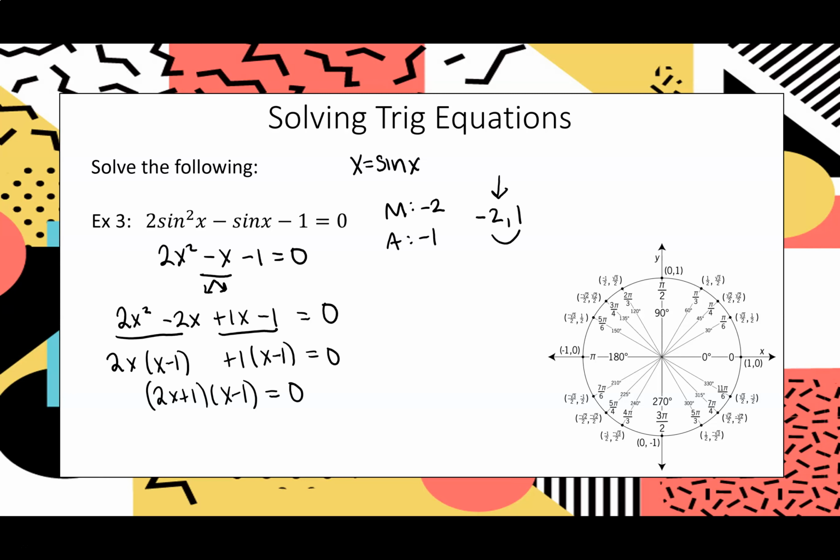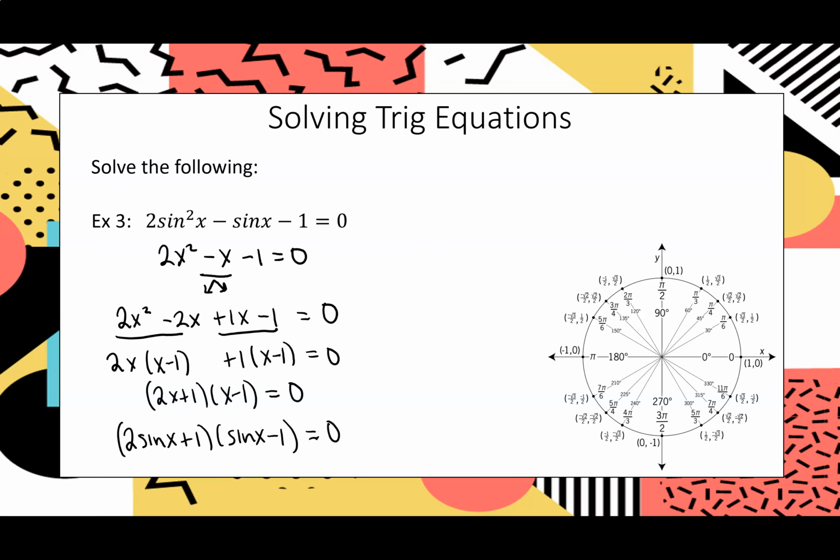All right, so now let's rewrite this as 2 times sine x plus 1 times sine x minus 1. And this is the same thing we've been doing, but now we've got to take that extra step. And what we have to do next is set those both terms in the parentheses equal to 0. So let's start with the first one here. The first one being this one right here. We're going to have 2 sine x plus 1 equal to 0.